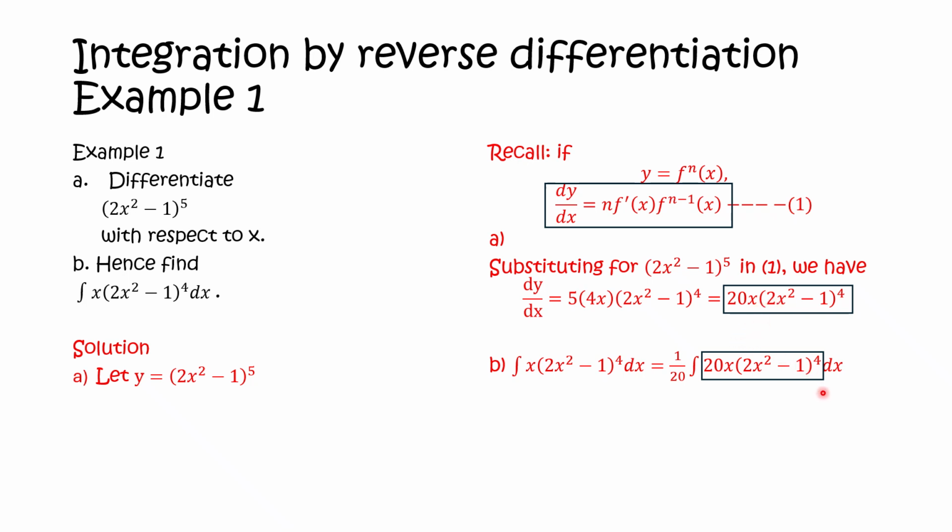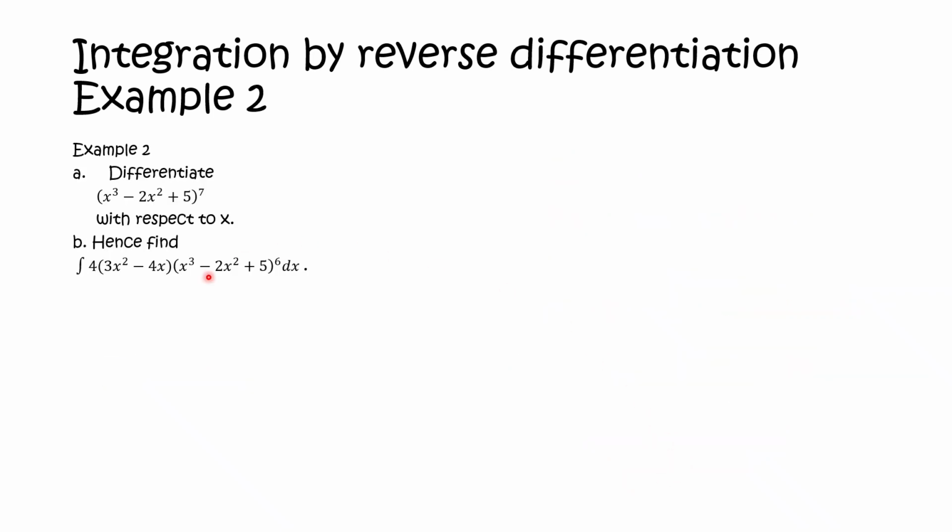And with that, we can easily reverse so that we get (1/20)(2x² − 1)^5 plus c as our final answer. I hope that makes sense and I hope that is clear, but I'm sure it is clear. Let's have a look at question 2.